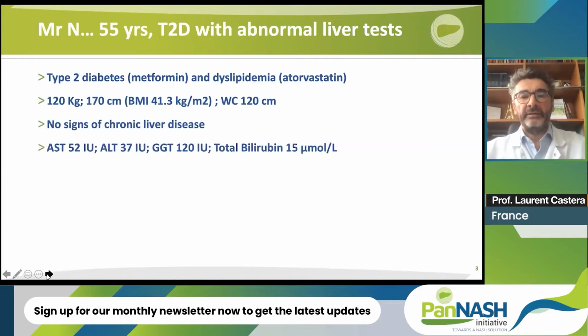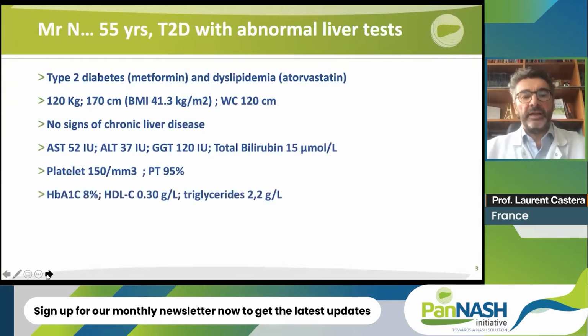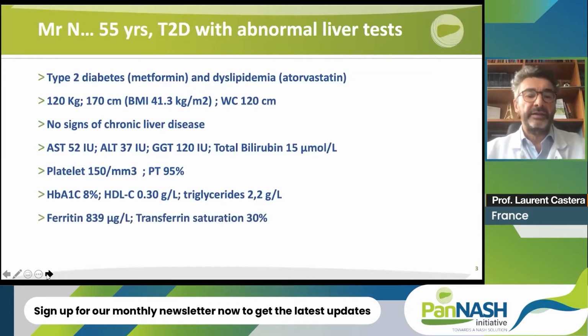He has mildly abnormal liver tests, as I mentioned already: AST 52 units, ALT 37, GGT 120, normal bilirubin level. Platelet count is normal, 150, prothrombin time also 95%. A1C is 8%, HDL cholesterol 0.30 gram per liter, triglyceride 2.2 gram per liter. Ferritin is elevated, above 800, but saturation of transferrin is normal, and he has a bright liver on ultrasound.